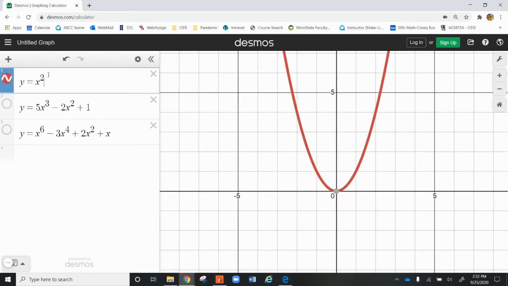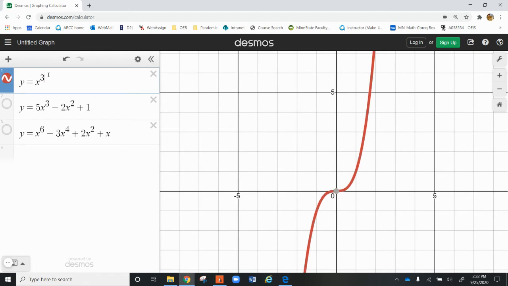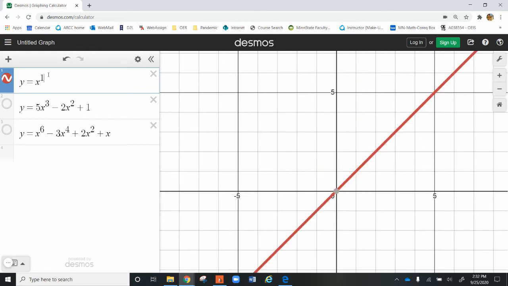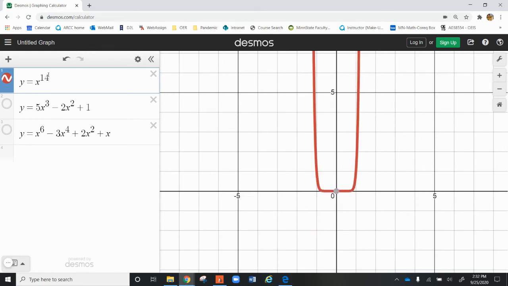Okay, what about x to the power 3? 4, 5, 6, 7, 8, 9, 10. And I think you can see 12, 13, 14, 15. It's alternating back and forth.